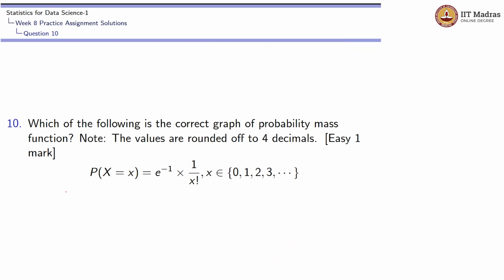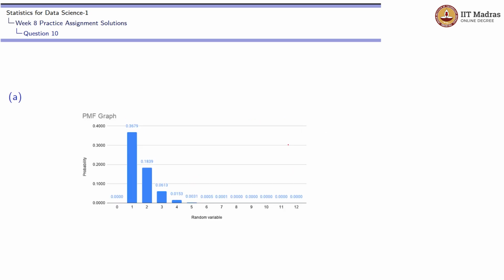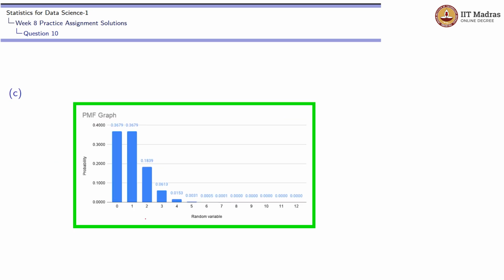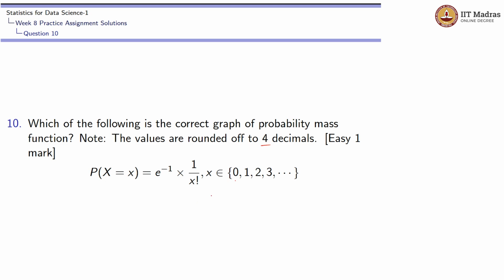Let us move on to the last question. Which of the following is the correct graph of probability mass function? The values are rounded to 4 decimals. They are given the graphs, and based on that they are asking this. Let us substitute these values of x for 0, 1, 2, 3, and then we will check which of the graphs could be correct.